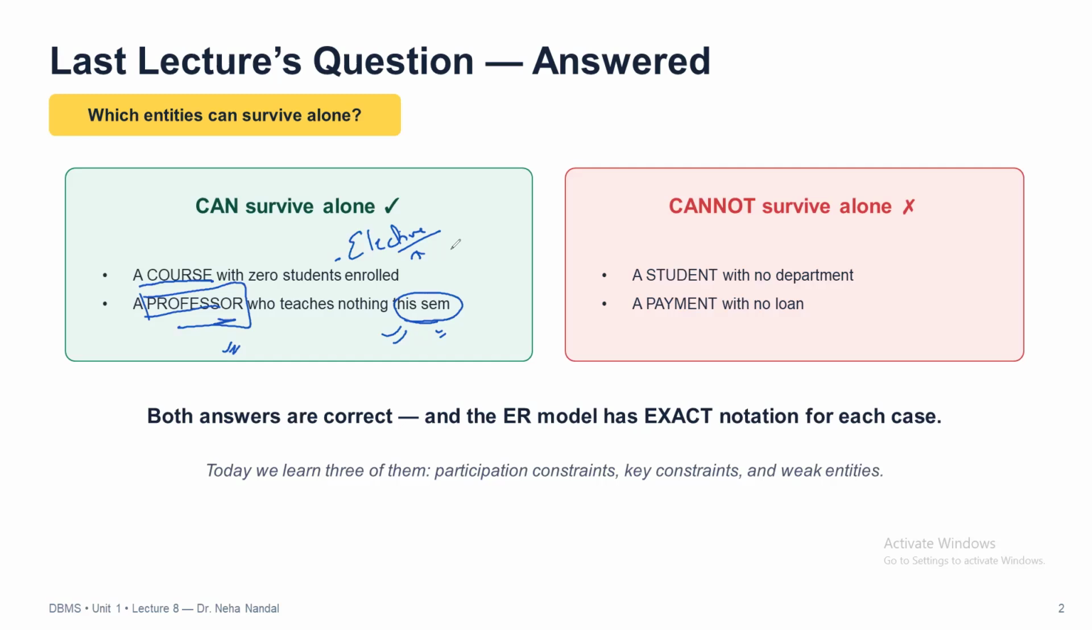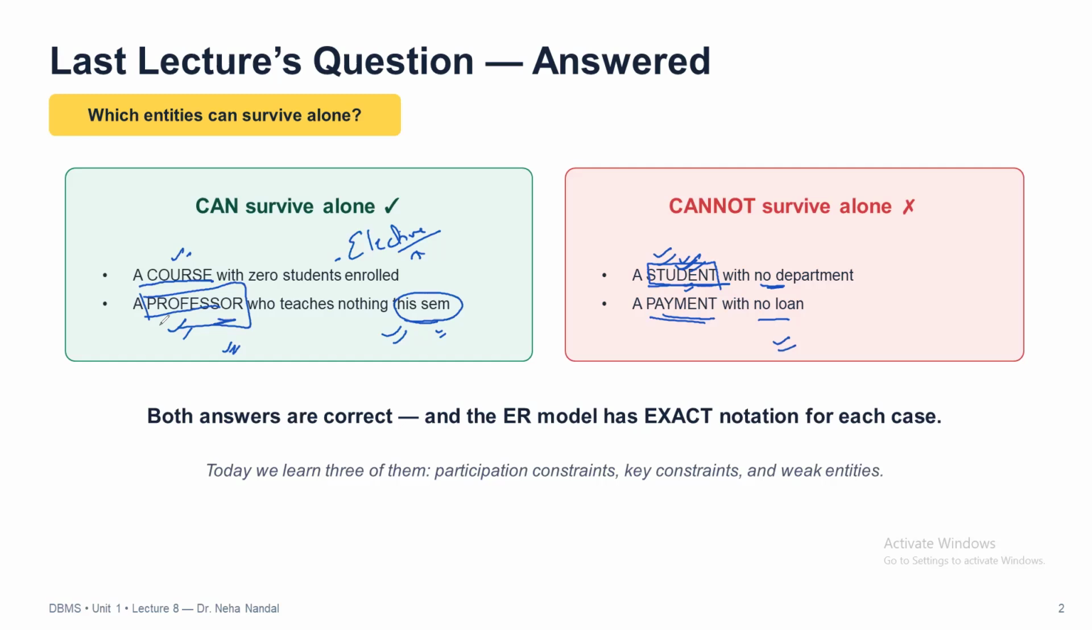But can a student exist with no department? No. A student needs some entity; a student cannot survive alone. A payment with no loan becomes meaningless. So payment is one entity which cannot survive alone, and student is one entity which cannot survive alone. But an elective course, or a professor on leave, can survive.